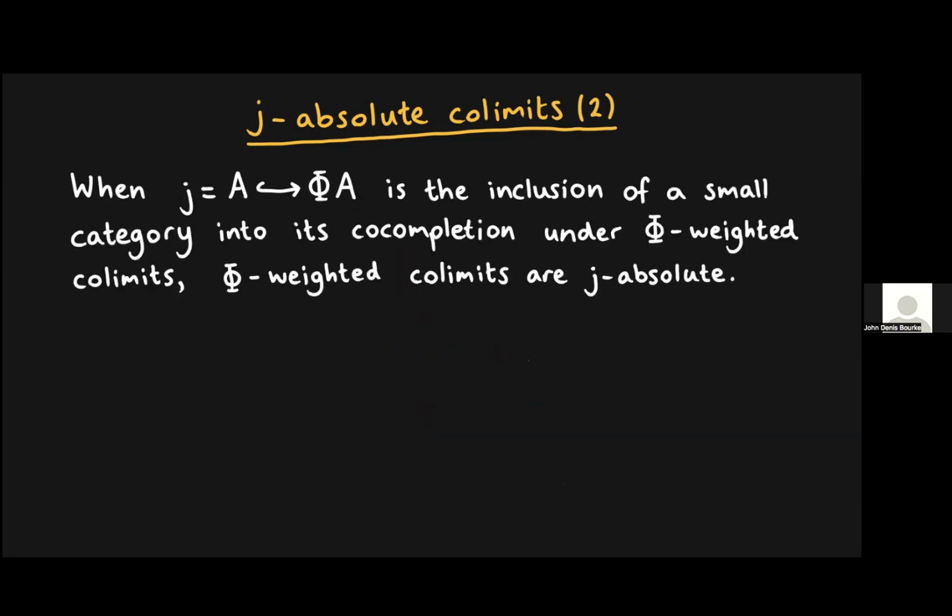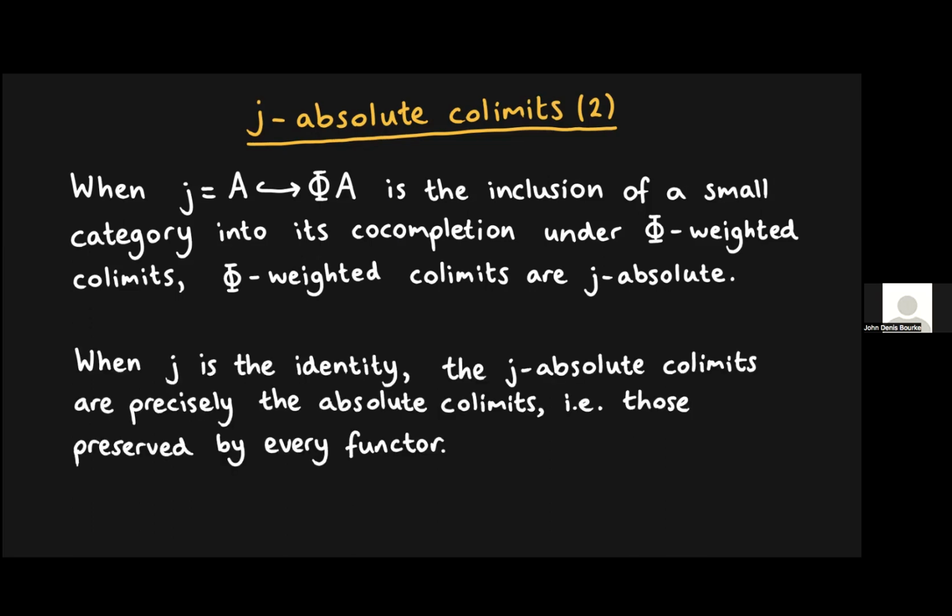And to give some examples of J absolute colimits, when J is the inclusion of a category into its co-completion under some class of colimits, then each of the colimits in that class is J absolute in particular. Like if we're taking the co-completion under filtered colimits, then the filtered colimits are J absolute. And when J is the identity, the J absolute colimits are precisely the absolute colimits, which are those preserved by every functor. So we do recover the classical notion of absolute colimit using this relative definition.